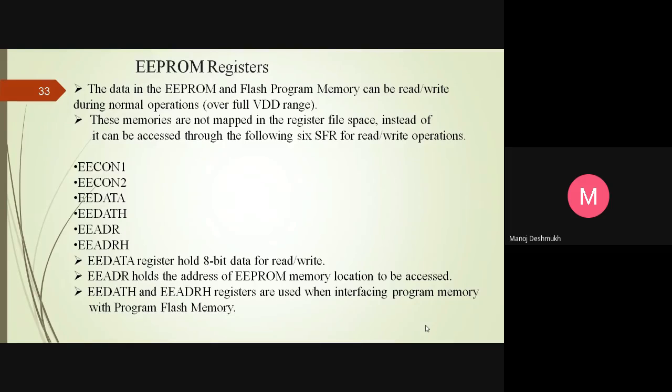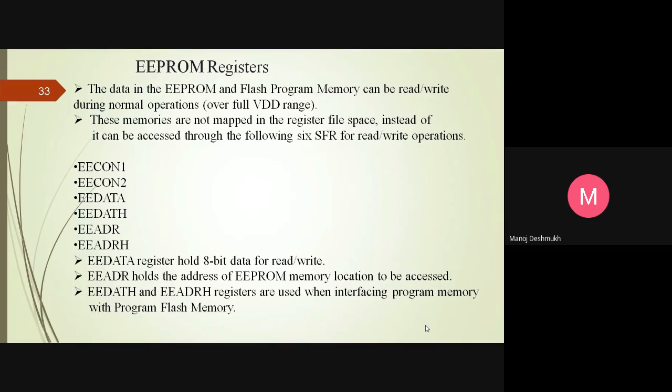EECON1 and EECON2. Similar application for EECON1 and EECON2, so we will discuss only one, which is similar to the other or vice versa. After that, these 4 registers: 2 for data and 2 for address. 2 for data means to access the lower 8 bits, we will use EEDATA. And for accessing higher 8 bits, we will go for EEDATH, that is EEDATH.